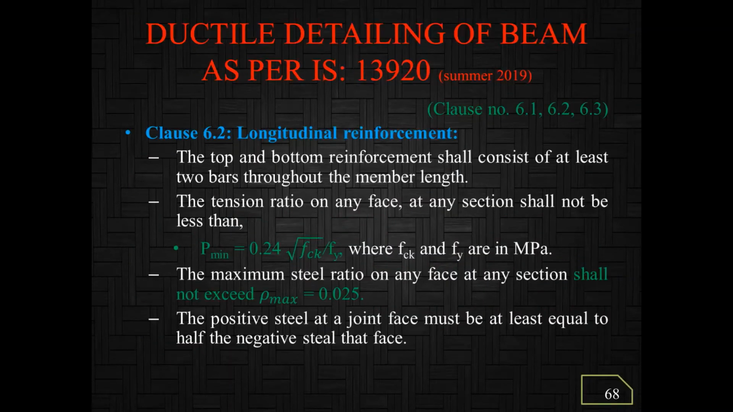Now here is clause number 6.2 for the longitudinal reinforcement. The top and bottom reinforcement shall consist of at least 2 bars throughout the member length. The tension steel ratio on any face at any section shall not be less than rho minimum equal to 0.24 root fck upon fy. The maximum steel ratio on any face at any section shall not exceed rho maximum 0.025. The positive steel at a joint face must be at least equal to half the negative steel at that face.